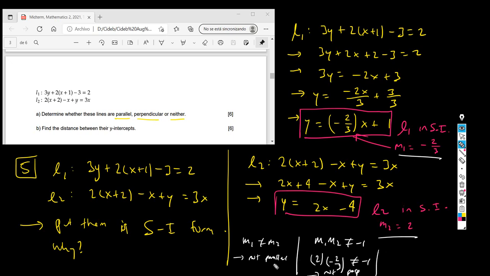So what is the only other conclusion? If not parallel, if not perpendicular, then neither. Okay? Conclusion, neither parallel nor perpendicular. That's it. That's my conclusion.